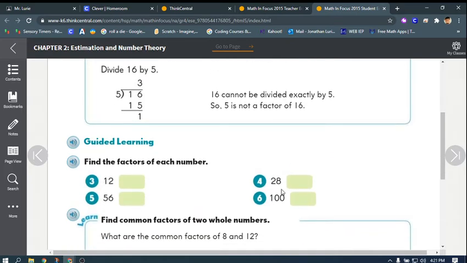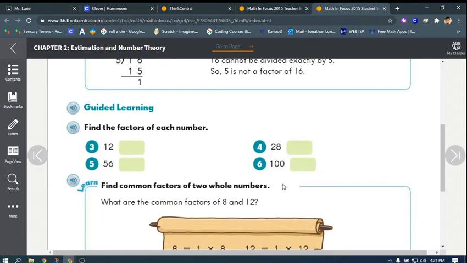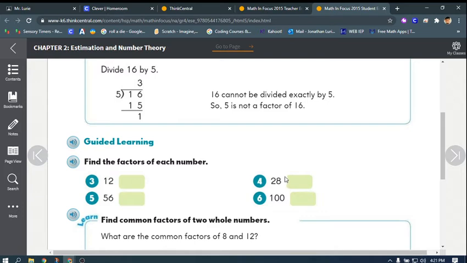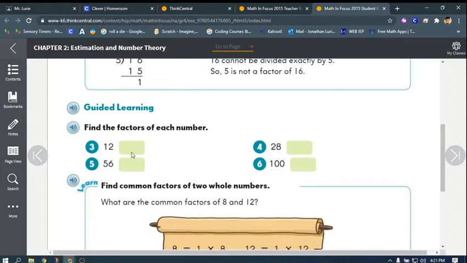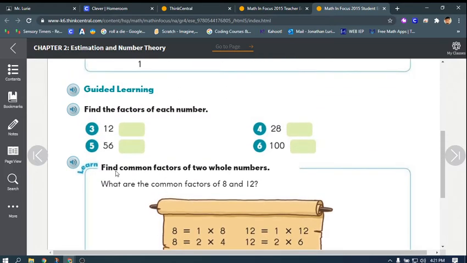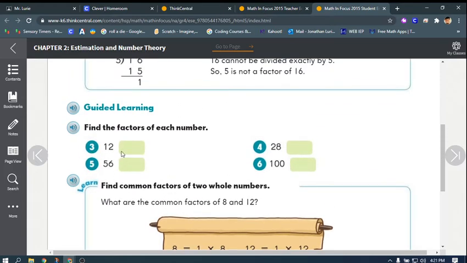Find the factors of each number. Very interesting. We're going to do that, but we just did that. So you're going to do that, 3, 4, 5, 6. I guess it's guided learning, so maybe we'll do it together. But I don't want to waste your time with that. I mean, it's not a waste. Make sure you do it, and pause the video right now and do it.